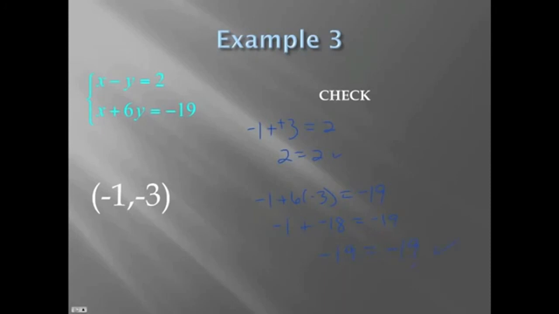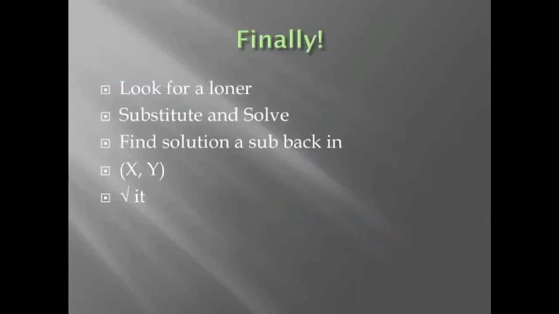So we've done all three. We've solved our systems. We've got it in an ordered pair. We've checked them all. We've done a good job. So finally, let's talk about the steps we followed. Remember, this is one method. It's not the only method to solve systems. We can graph too. Sometimes graphing is great, sometimes it's not. But if we want to use this, what we do, we look for a variable that's by itself. Look for a loner. Once we find it, we substitute and solve into the other equation. We find one of the variables. We then plug it back in, find the solution for the second variable, we write that as an ordered pair, and we go ahead and check it.